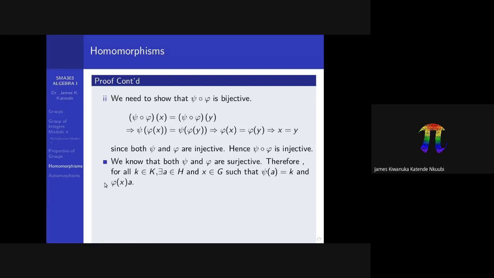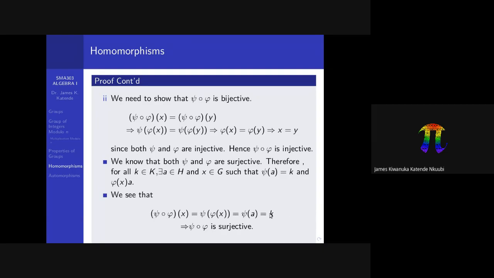And also because phi is surjective, there must be an element X that is mapped onto this A. So there should be an equal sign here. So both are a result of these two maps being surjective. So we can check if the composition is surjective.